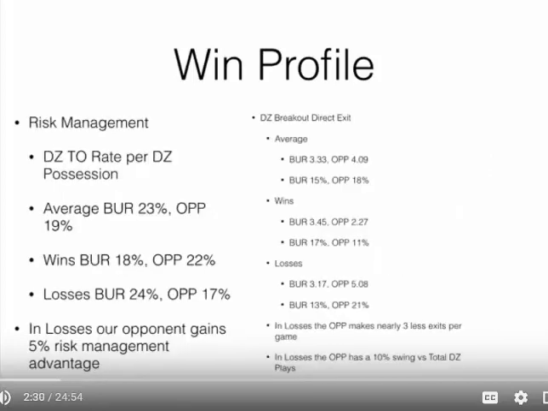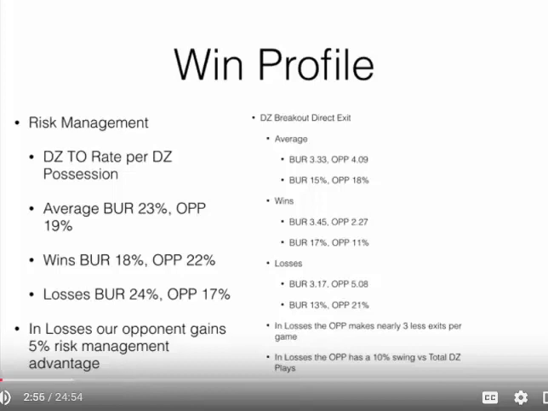As it relates to risk management, or D zone turnover rate in D zone possession, the average Burlington turnover rate is 23%, and the opponent is 19%. In wins, it's 18% versus the opponent's 22%, and in losses, it's 24% versus the opponent's 17%. So in our losses, our opponent gains a 5% risk management advantage.